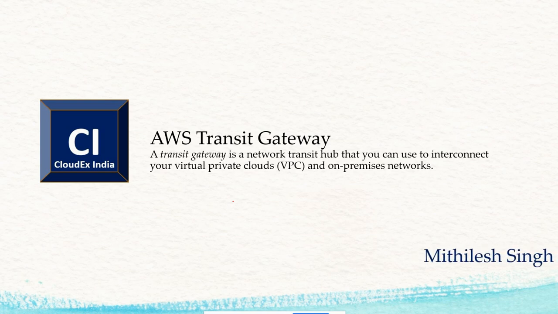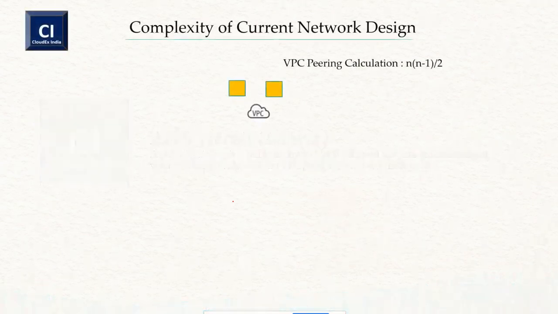My name is Mithilesh Singh and today I'm going to talk about AWS Transit Gateway. In this session, we will understand what AWS Transit Gateway is, how it works, how we can implement it, and how AWS Transit Gateway reduces VPC peering complexity. So let's see what it is, and before moving ahead, first let's verify the current VPC peering complexity.